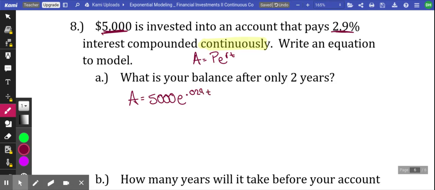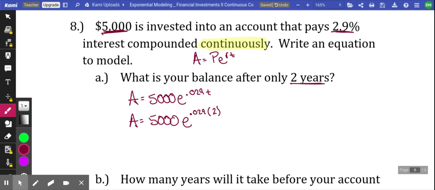I hope you're feeling good about these. We're going to be really good at these. What's your balance after just 2 years? Now, we're not going to see a very big jump at all. We saw a huge jump in the last one because it was 30 years, right? And what you notice about any type of compounding interest is that you really don't get that full benefit until 20, 30 years down the road.